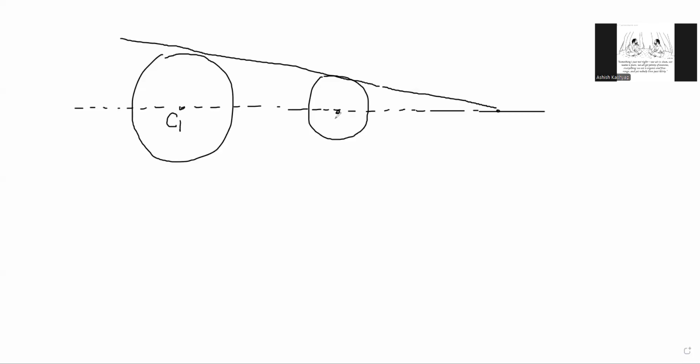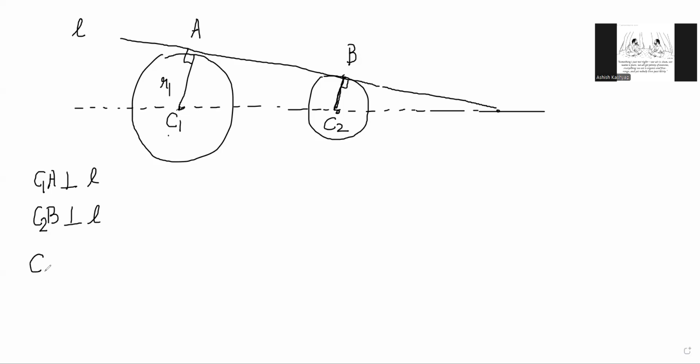So let's say this is C1, this is C2, these are the centers, and this is the radius R1. And notice I am drawing the radius from the center to the point of tangency. Let's call it A. Let's call this point B. And this is another radius. We know that this line C1A will be perpendicular to the common tangent. Common tangent is L. And similarly, C2B will be perpendicular to L. So obviously that implies C1A is parallel to C2B, right? So these two lines are parallel because they are perpendicular to the same line.